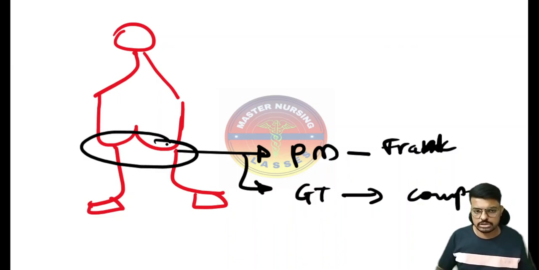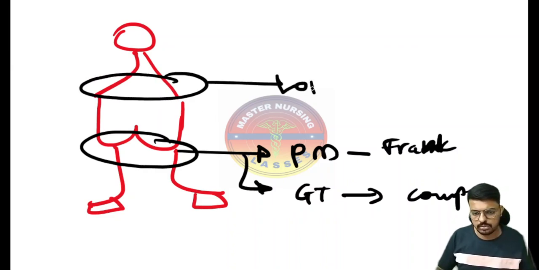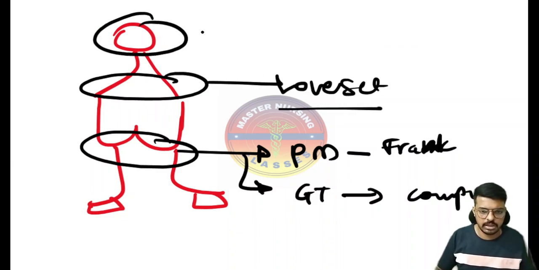Now we have delivered the buttock. Then comes the shoulder. In the shoulder, we have used the maneuver that is the Lovset maneuver. And then comes the head. In the head, we have used three things.